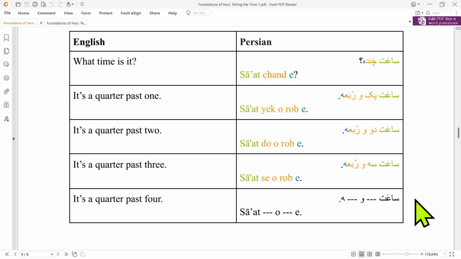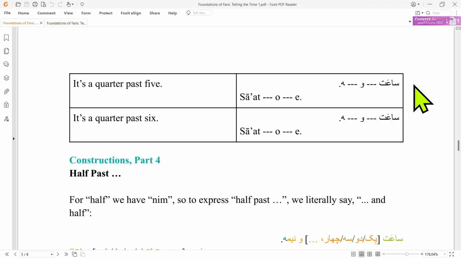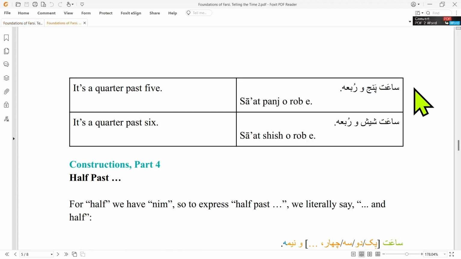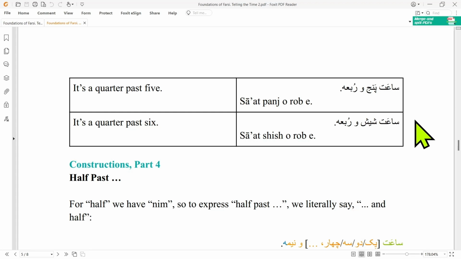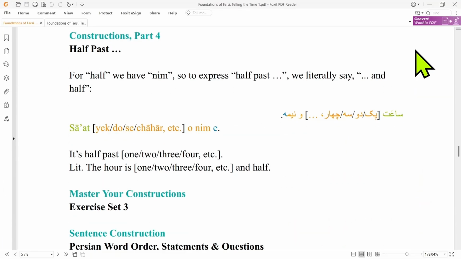Now what is it's a quarter past 4? ساعت 4:15. What about it's a 5:15? ساعت 5:15. And how about it's a 6:15? ساعت 6:15. And now 1/2 something. For half, we have nim. So to express 1/2 something, we literally say something and half. For example, ساعت 1:30 is it's 1:30. ساعت 2:30 is it's 2:30. And ساعت 3:30 is it's 3:30, and so on.